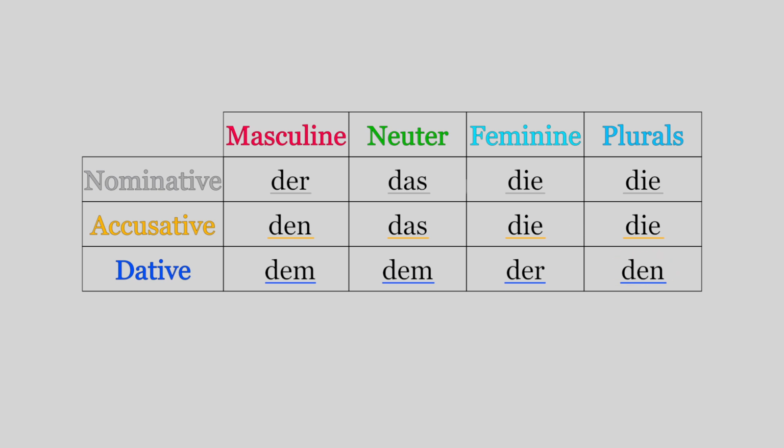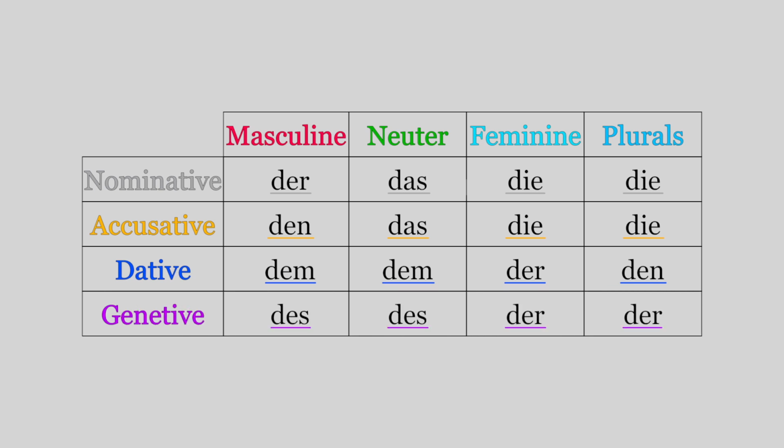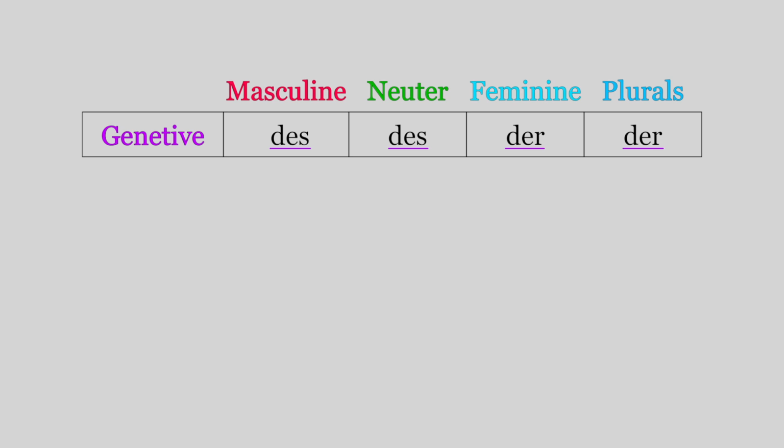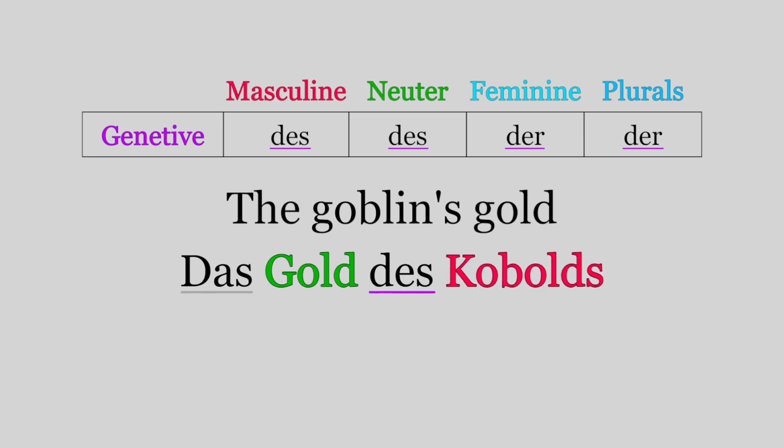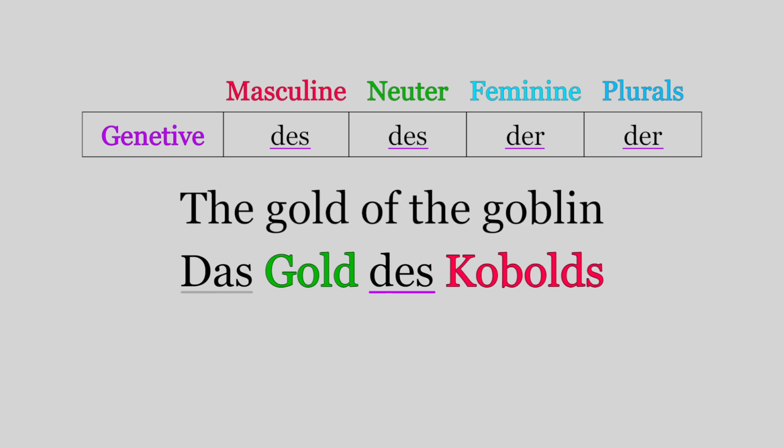Let's continue filling out our chart by looking at the genitive case. As a case goes, the genitive is pretty straightforward, but it can be confusing when you're used to English. It is used primarily to show possession, and has a couple of quirks to remember. Where we would say the goblin's gold, German would say das Gold des Kobolds. Note the word order change, the transformation of der to des, and the lack of an apostrophe in German. This change is tricky, and it helps to think of it instead as the gold of the goblin.